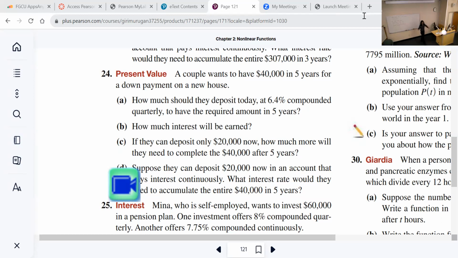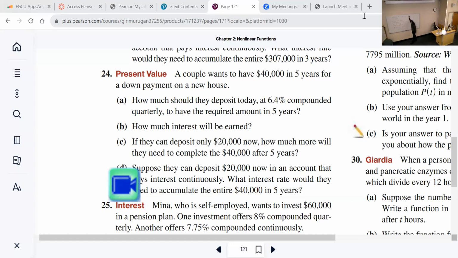You should know by now. All right, you can check. First formula. Second. First one. Why? Because it is compounded quarterly. The second case is if you compound continuously. So we want to use the first formula.